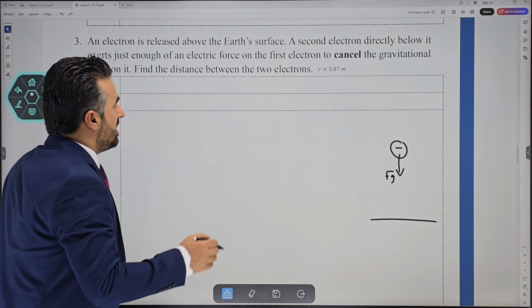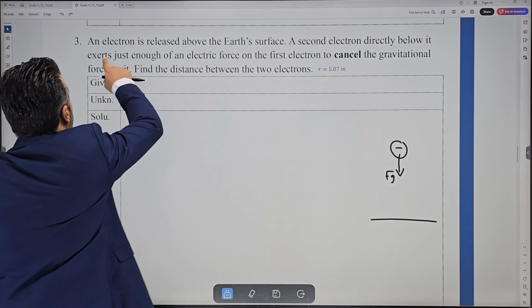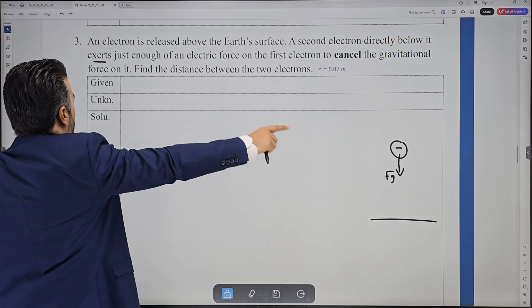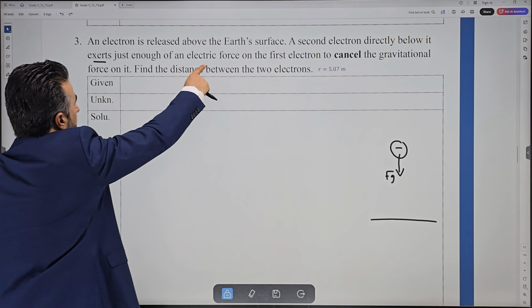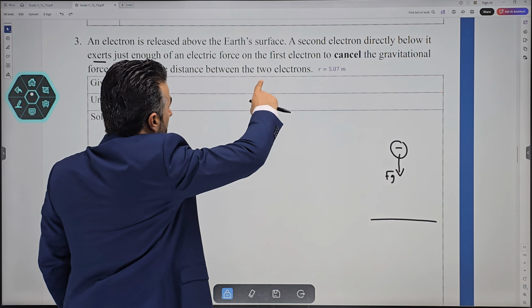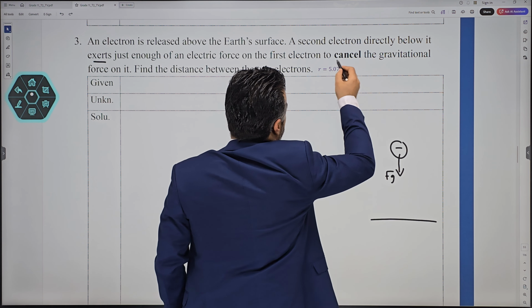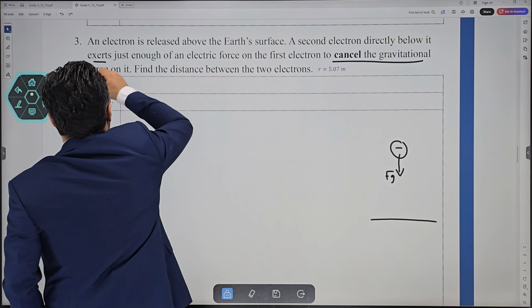Look what it says. It says a second electron is directly below it. Below that electron, it exerts just enough of an electric force on the first electron to cancel the gravitational force on it.